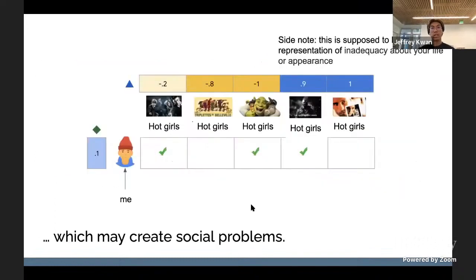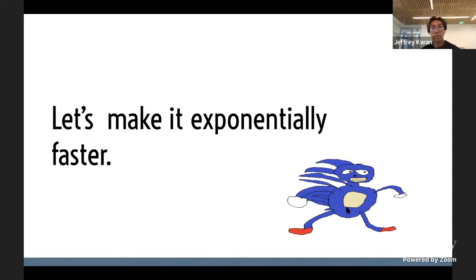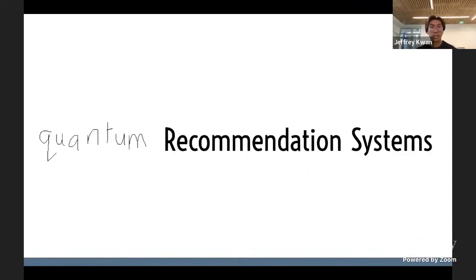This may also create social problems because these determine everything that a user sees, which may cause divisive content. So let's just disregard all the consequences for now, and let's just make it exponentially faster. So we're going to introduce quantum into this, right?